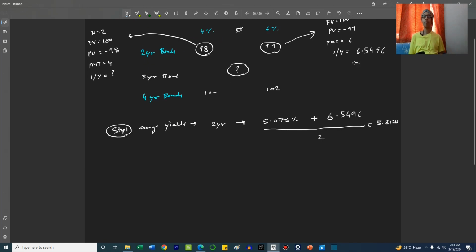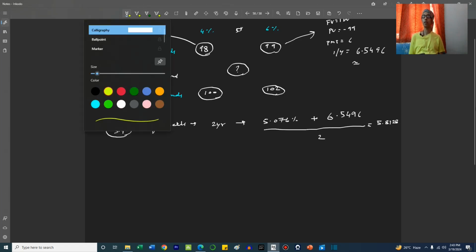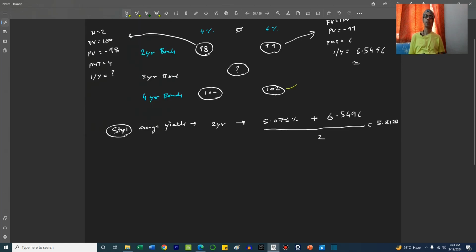Similarly, for these two also we calculate the yields. For this one, N is 4, FV is 100, PV is minus 102, PMT is 6, we need to find the yield. For the 4-year bonds, the first yield that we have calculated is coming as 5.4303.